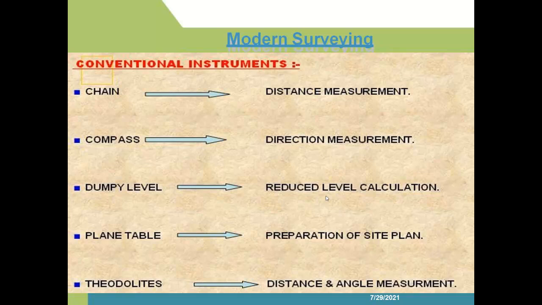Next one is the theodolite. The theodolite is utilized for distance and angle measurement, including in the vertical mode. At the same time, there is the tacheometer. With the tacheometer, using two vertical hairs, they can identify the horizontal distance and directions also.